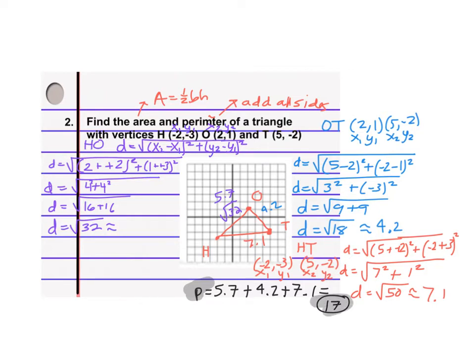Okay, I'm going to go ahead and erase this so that I have room for area here. Wait, I'm going to need some of this. 7.1, 5.7. All right, let's erase over on this side.